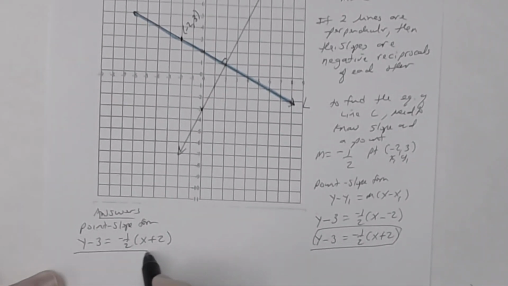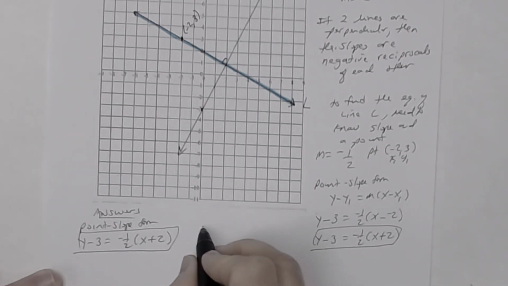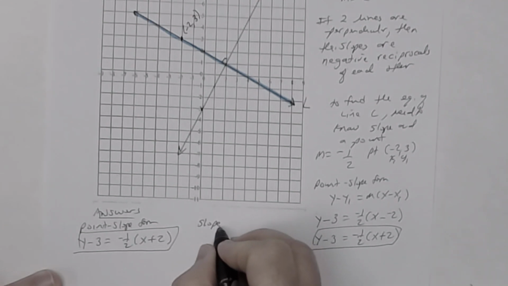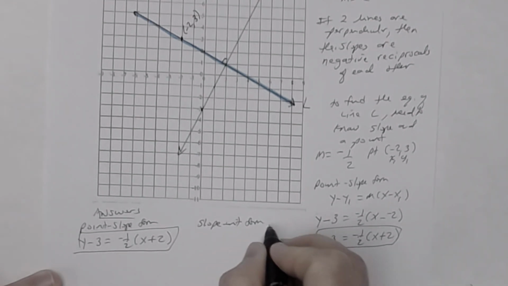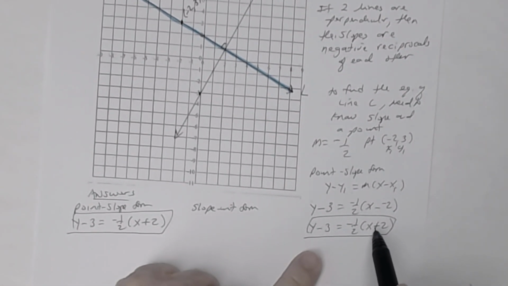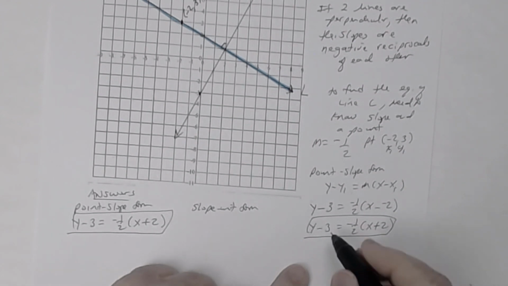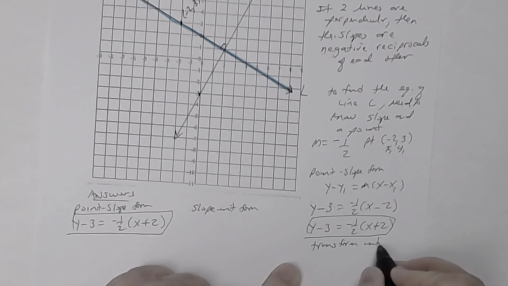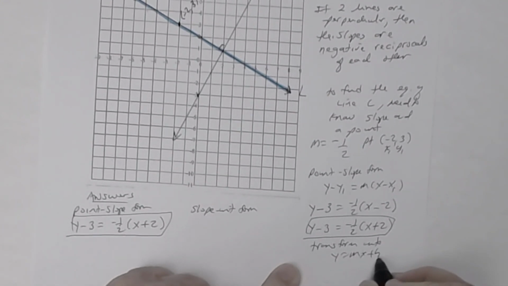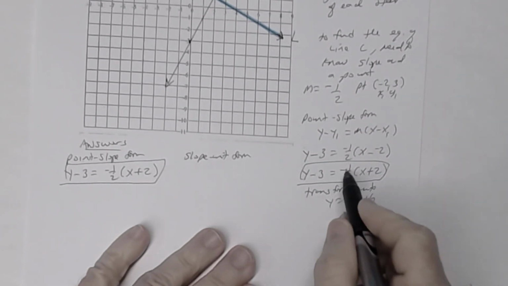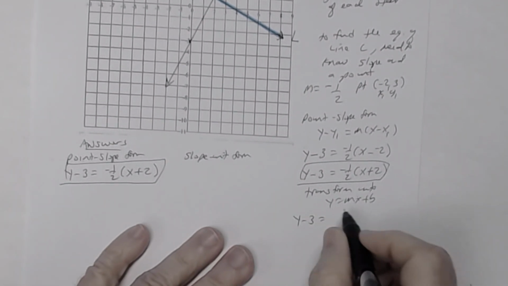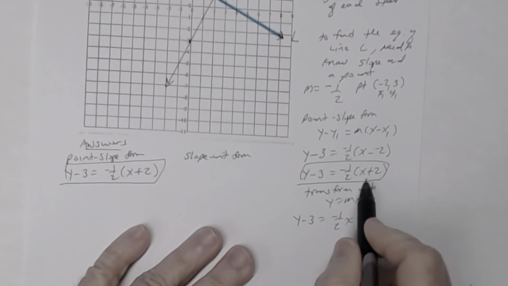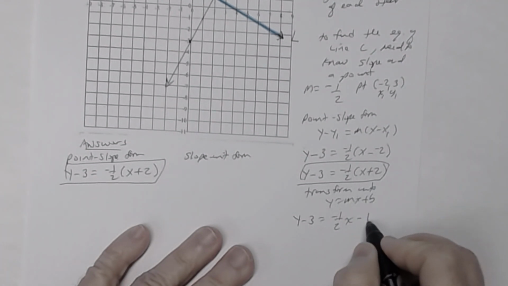Now you want to transform that and go further, writing it in slope-intercept form. Meaning you want to get y by itself, to solve for y. Let's distribute the -1/2. Remember, we're transforming this into y equals mx plus b, slope-intercept form. So I get y minus 3 equals -1/2 times x is -1/2 x, and -1/2 times a positive 2 is -1.